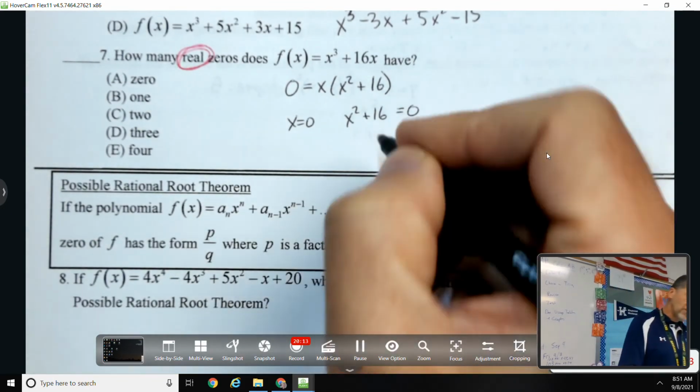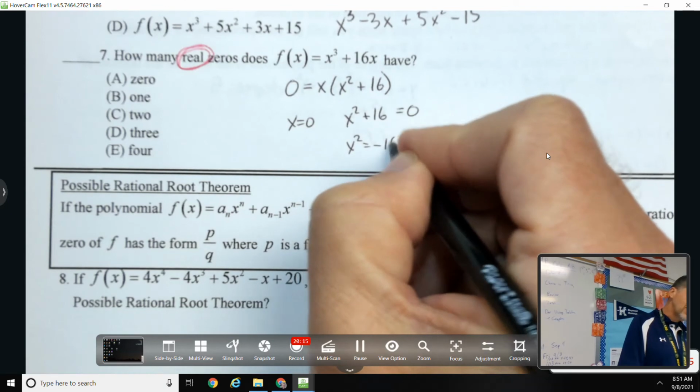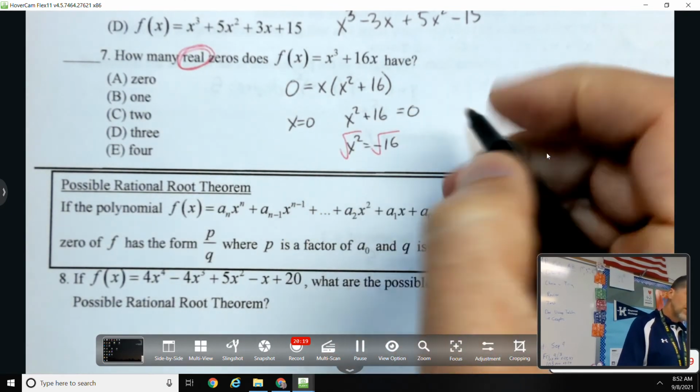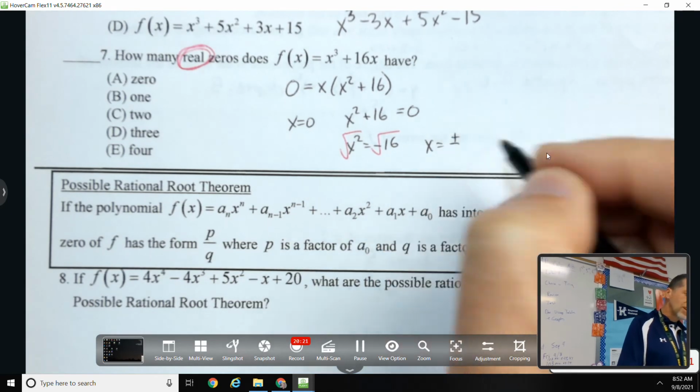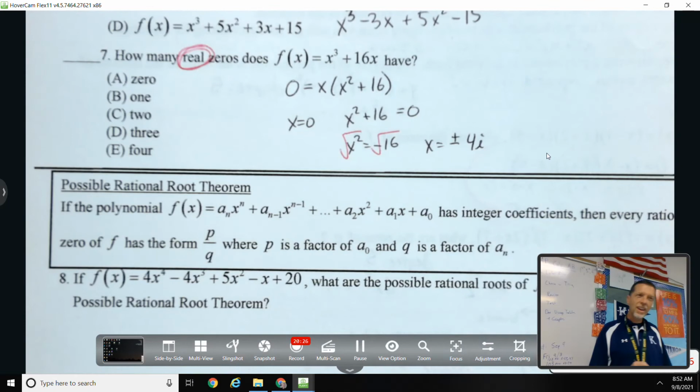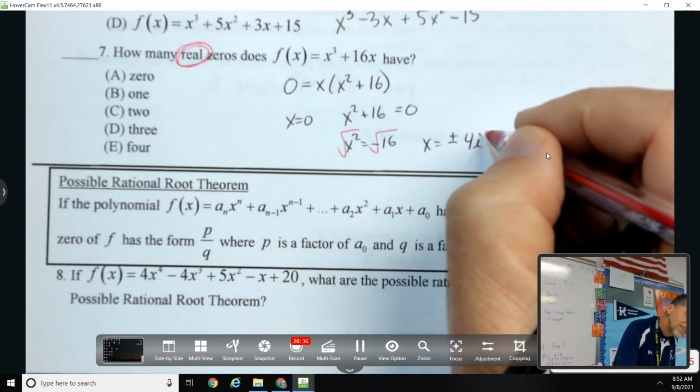X squared equals negative 16. Square root both sides. Put the plus or minus on there. Plus or minus 4i. So that's 1, because there's a negative inside. So it's 3, because it's plus and minus. So how many real zeros? There's 2.